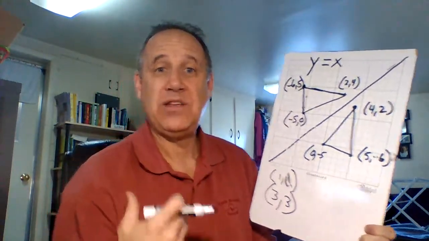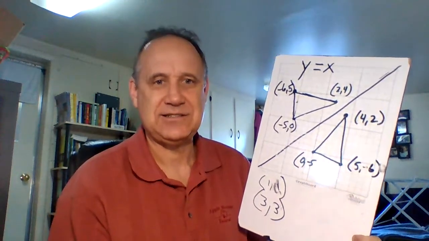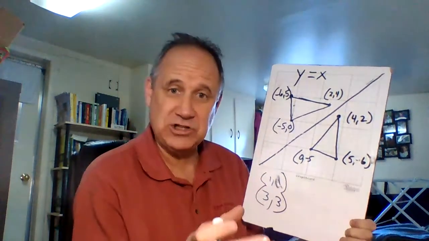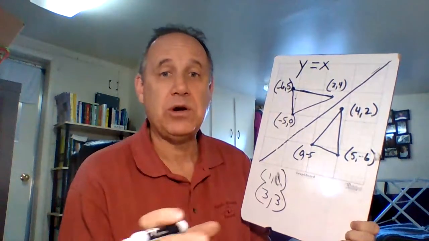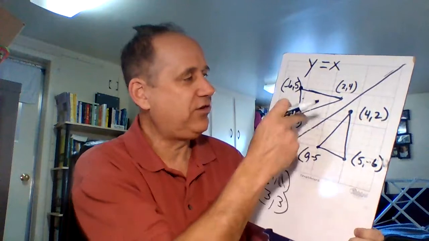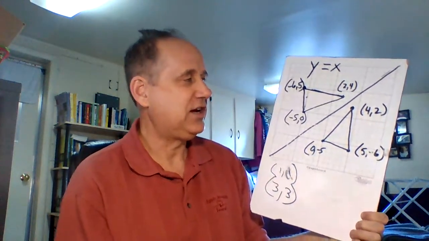So that is always going to be reflected in the x-axis. Okay? Always going to be reflected in the x-axis. So when we take the inverse of it, we just are going to flip the x and the y coordinates. And then when we graph it, it's going to be reflected in y equals x.